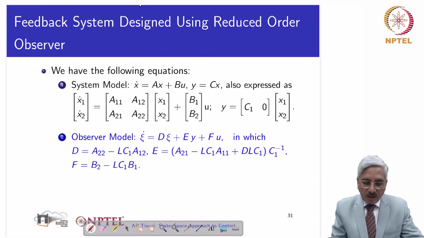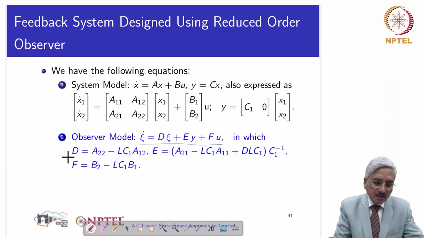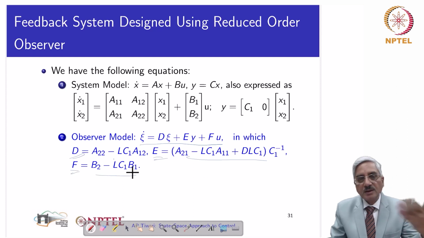This is where we actually carried out the design of the reduced order observer from. We have this observer model. The observer was characterized by this equation: xi dot is D xi plus Ey plus Fu. And in this we had established D equal to this, E equal to this, and F equal to this. We actually established them through derivations.